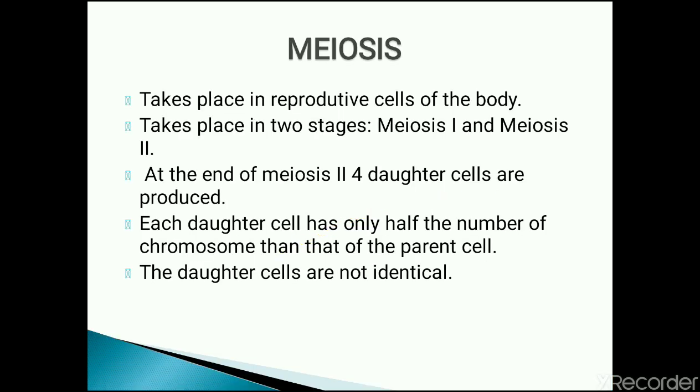Meiosis is a cell division which takes place in the reproductive cells of the body. It takes place in two stages, meiosis 1 and meiosis 2. Meiosis 1 is called the reduction division and meiosis 2 is called the mitotic division. At the end of meiosis 2, 4 daughter cells are produced, each having only half the number of chromosomes than that of the parent cell. And these daughter cells are not identical, that means they are genetically different.